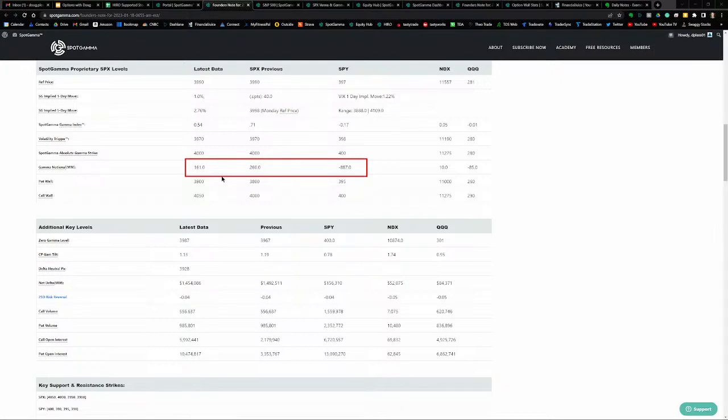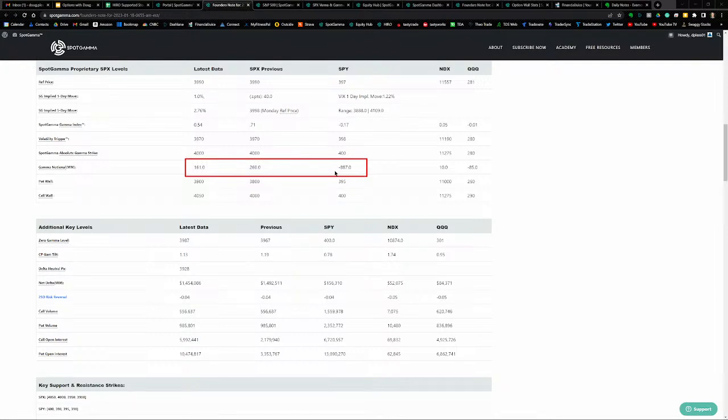And it works the other way around. As price decreases, they have to buy back futures. So that tends to reduce volatility. They're hedging against price action. So that SPX is mildly positive, and SPX is pretty negative here at minus 887.